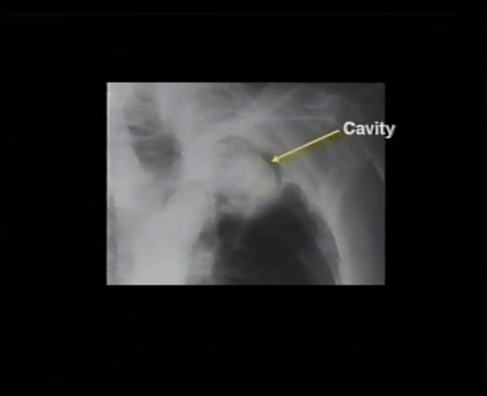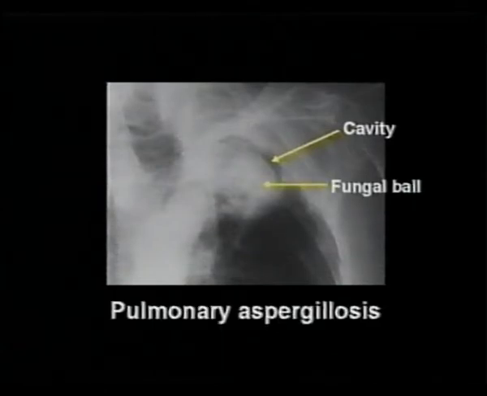Let's take a look at some of the chest x-rays. This patient came with hemoptysis, has a cavity in the left apex and a ball inside that cavity. This is a case of pulmonary aspergilloma.